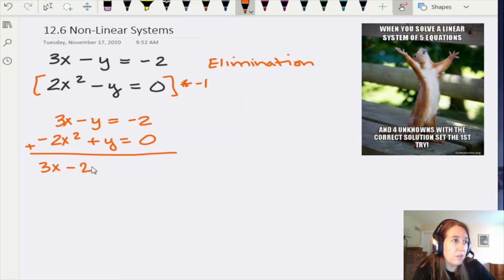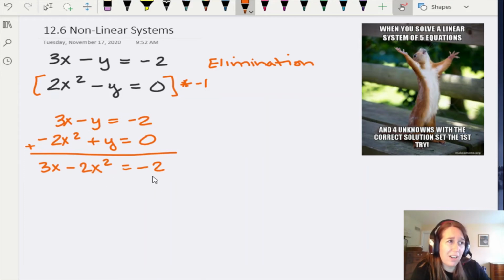3x minus 2x squared, the y's will eliminate, is equal to -2. Okay, now if you take a look at this, we have an x term and an x squared term. To solve this, don't just throw out every piece of algebra you ever thought of. It's just a quadratic, so your choices are factoring or the quadratic formula. Either one is a great way to do it, but you've got to use one of those. Any other thing isn't really going to work for you. All right, so personally, I like to factor.